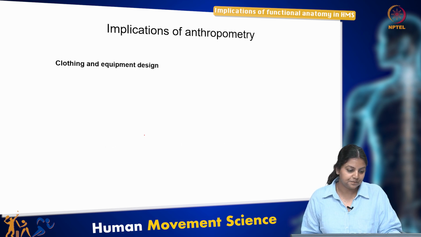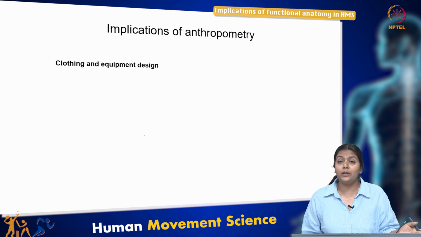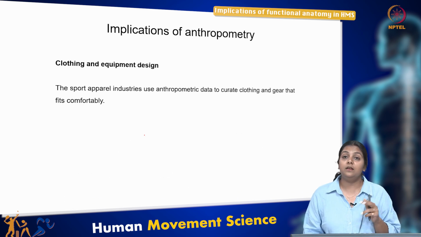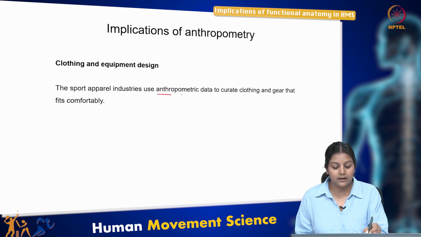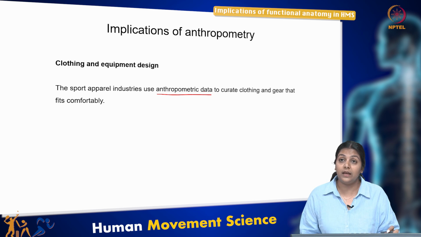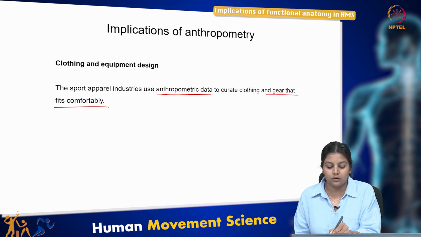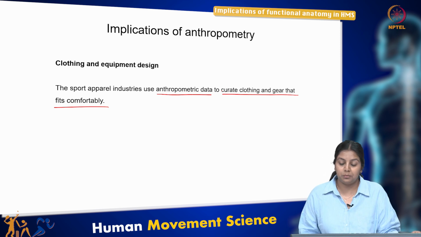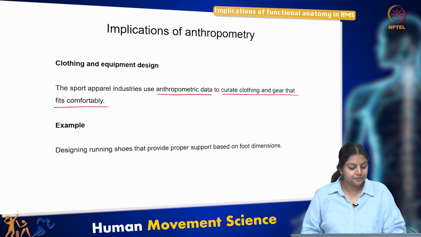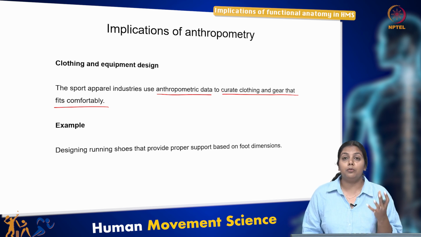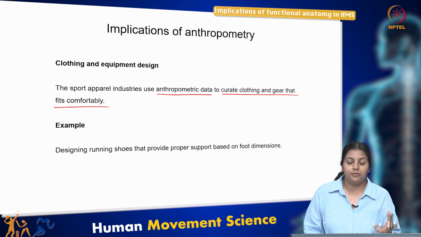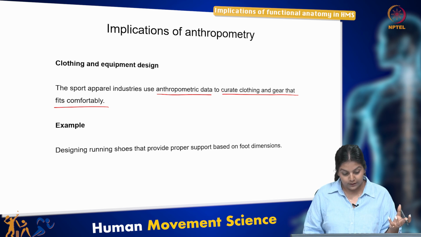For example, if you want to analyze golf swing mechanics, you require information on the individual's height, arm length and joint angles. For clothing and equipment design, apparel industries use anthropometric data to curate clothing and gear that fits comfortably. So of course, for your sizing, you need your anthropometric data. For example, designing running shoes that provide proper support based on foot dimensions, as we've looked at earlier.